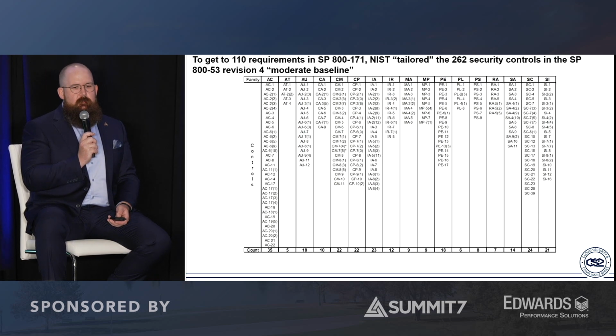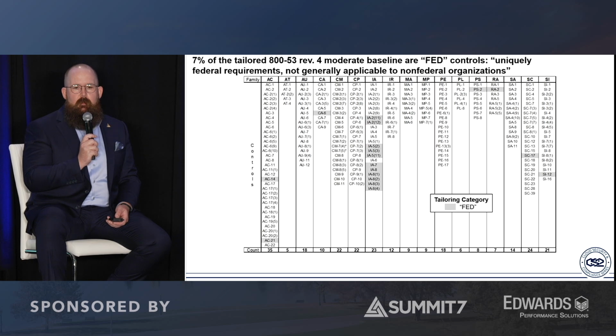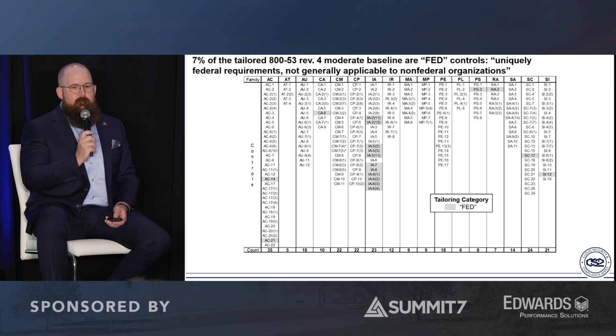So way back in 2015, when dinosaurs roamed the earth, NIST made some decisions about what was going to be in or not. The first thing that they said was some of these controls are only relevant to federal environments, and very few of them actually are only specifically oriented around federal environments. So they were categorized as what is known as a Fed control taken out of the baseline.